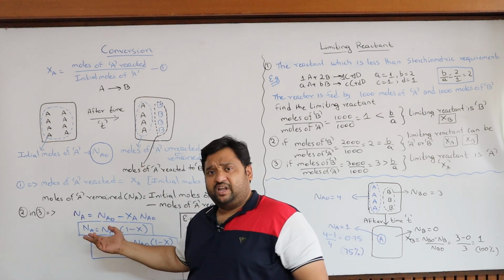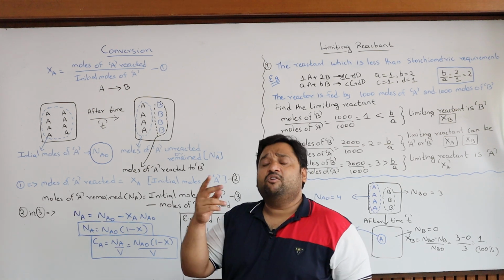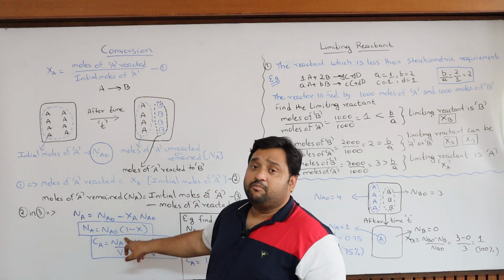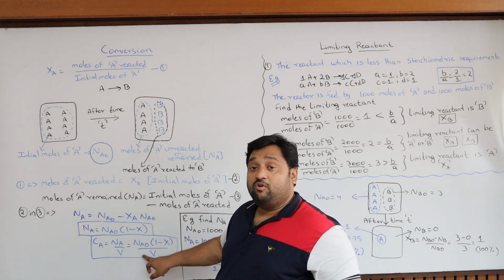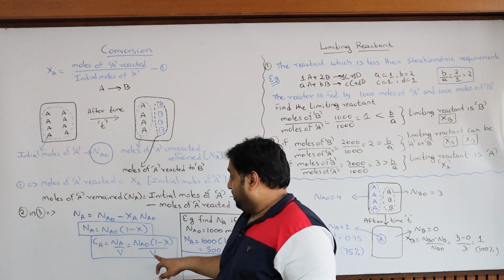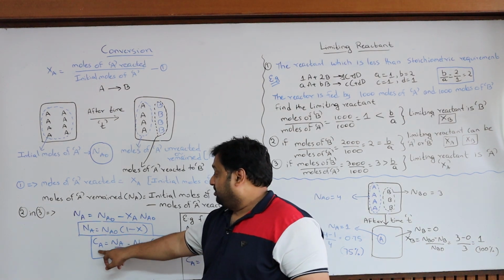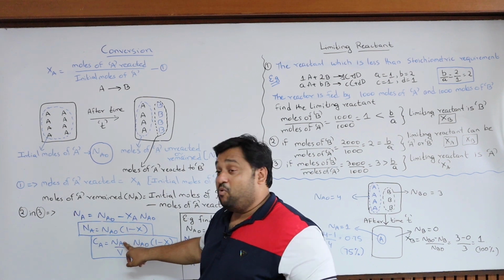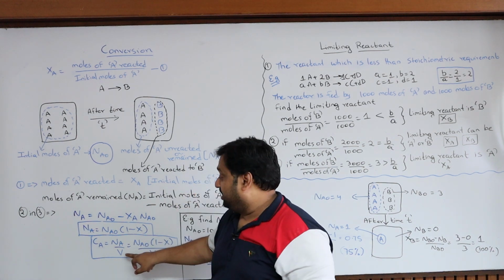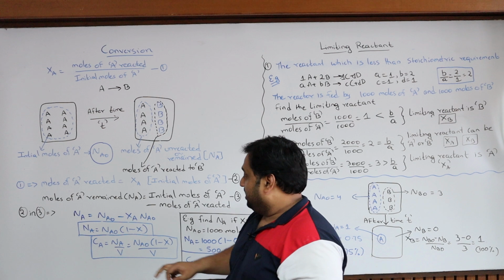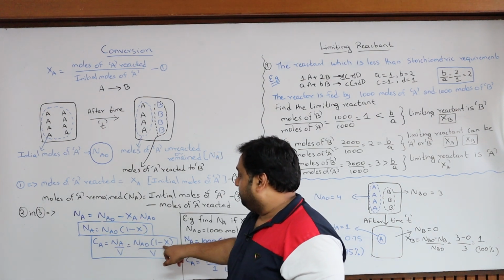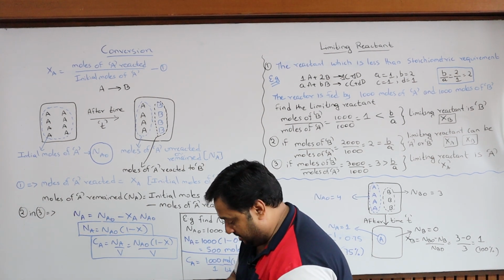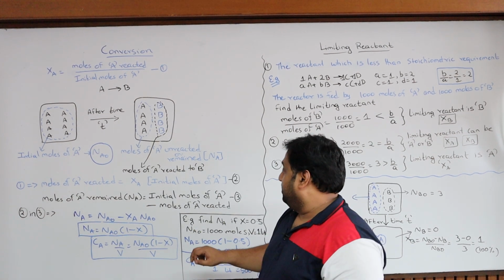Similarly, you can measure NA as well as concentrations. NA denotes moles, CA denotes concentration. Concentration is nothing but moles divided by volume. If you know the volume of the reactor, then the concentration of A remaining after the reaction is the moles of A remaining divided by the volume of the reactor. NA is nothing but NA0 into (1 minus XA), divided by V. Okay, example.